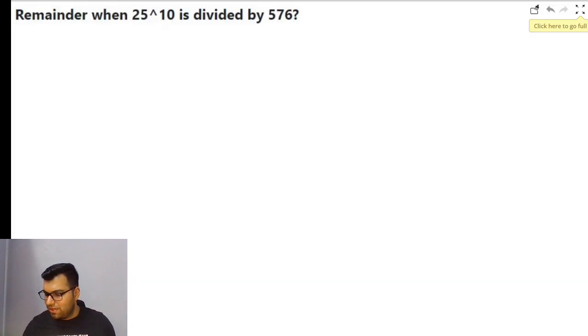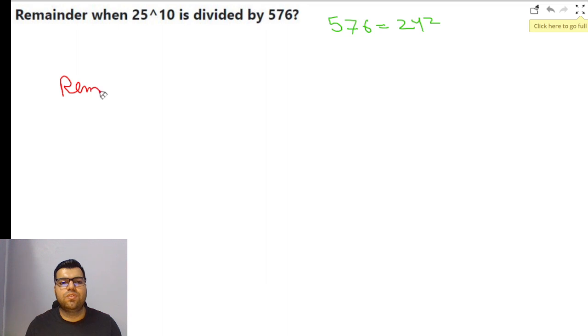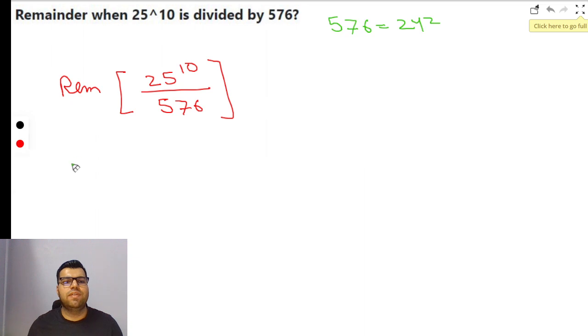This is one question which will require us to use binomial. A few questions require us to use binomial. See, by binomial it will happen very quickly. 576 is equal to 24 square. We have to note this thing. We have to calculate the remainder of 25 to the power 10 with 576. I will just use binomial, very simple.